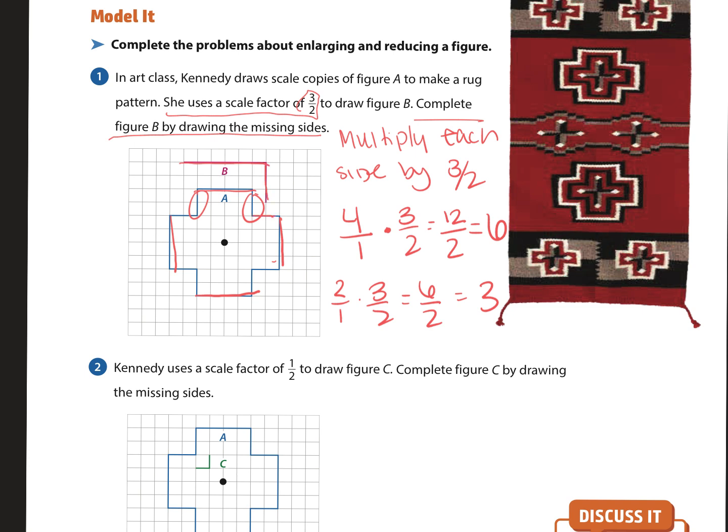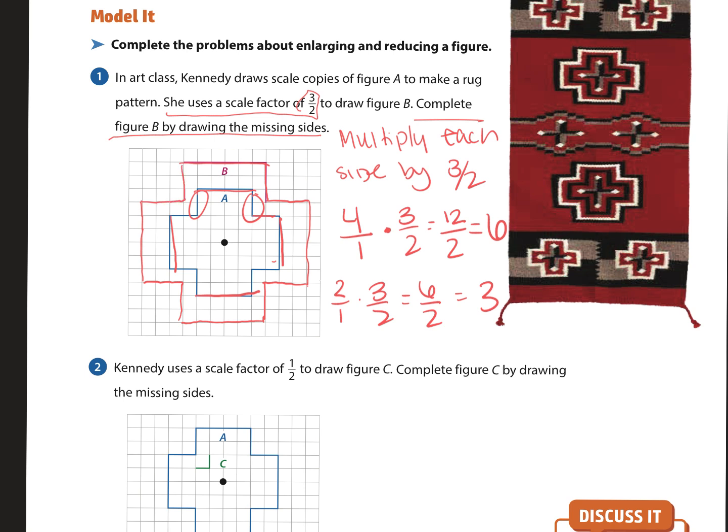My next side, which is 2, is now going to be 3, counting 1, 2, 3. This is going to be 6, counting 1, 2, 3, 4, 5, 6. This is now going to be 3. This is also going to be 3. This is going to be 6. And the remaining sides are counted out the same way, 3, 3, 6, 3, and 3.